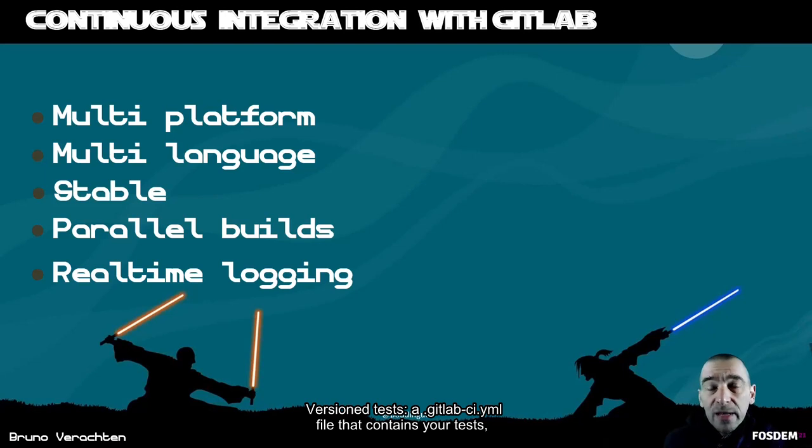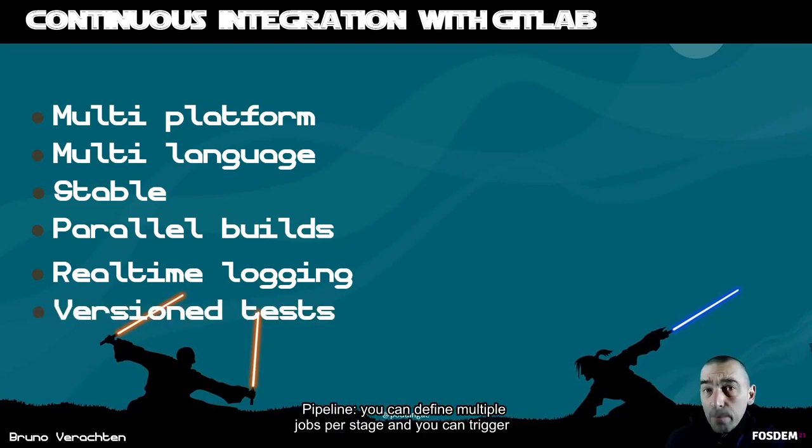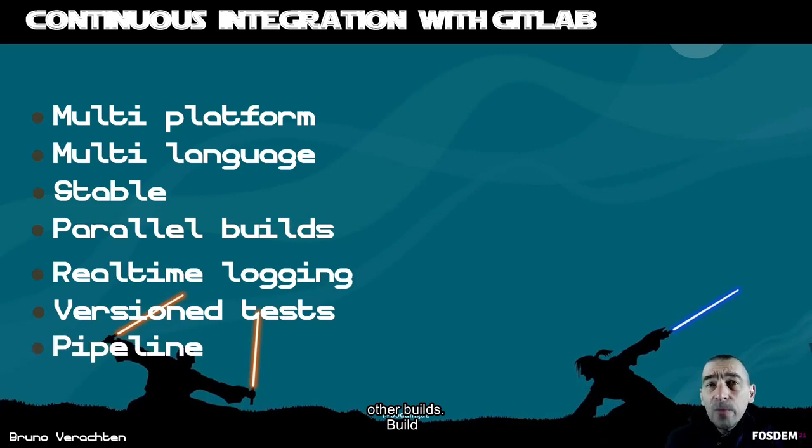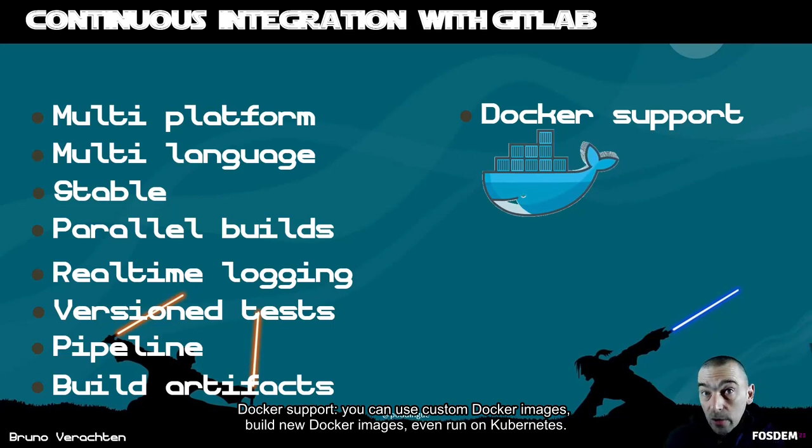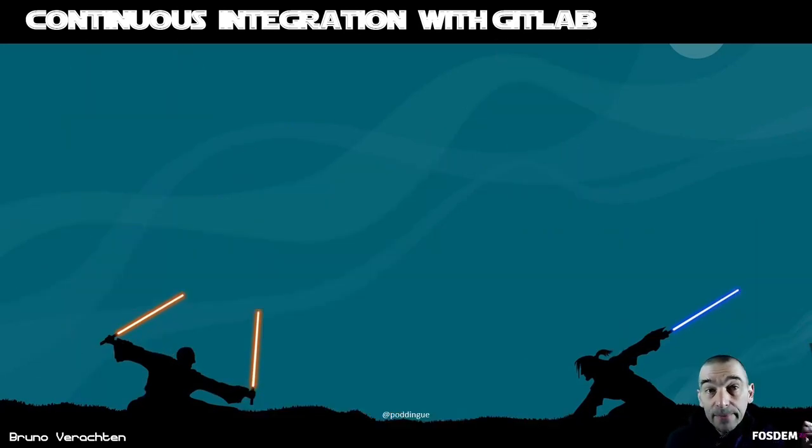You have version test. You have pipelines because you can define multiple jobs per stage and you can trigger other builds. You have access to build artifacts, and of course you have Docker support, which means that you can use custom Docker images, build new Docker images, and even run on Kubernetes.